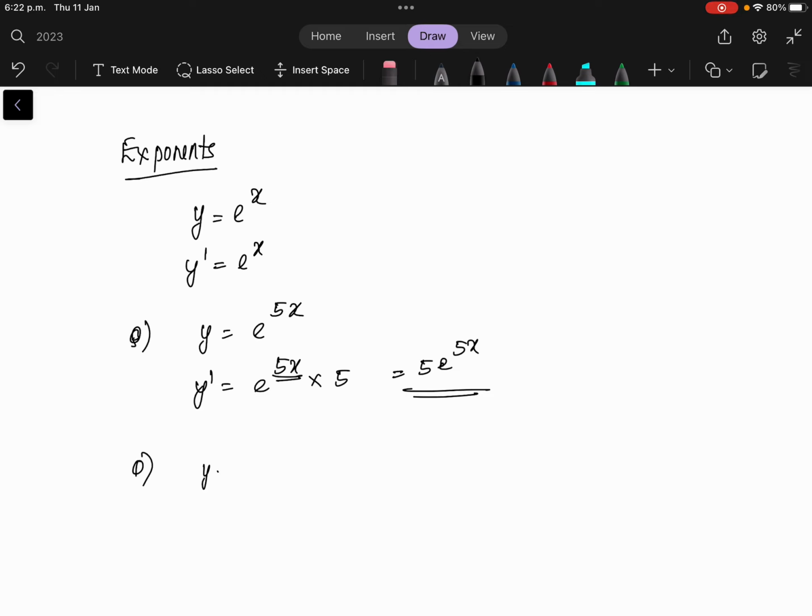Another question, y is equal to e to the power of minus 3x. y dash will be equal to e to the power of minus 3x times the derivative of the exponent, which is minus 3. So minus 3 e to the power of minus 3x.